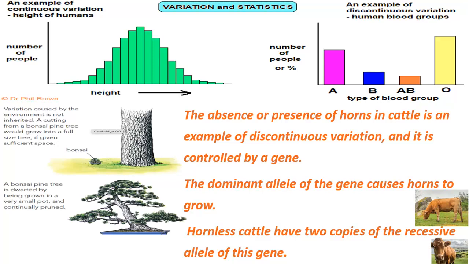Let's take more examples of the different types of variations. Here you have the absence or presence of horns in cattle. This is an example of discontinuous variation because you have two distinct groups, either having the horns or not having the horns. Actually, the dominant gene here in this case is having horns, while the hornless cattle will be the ones with the homozygous recessive gene.